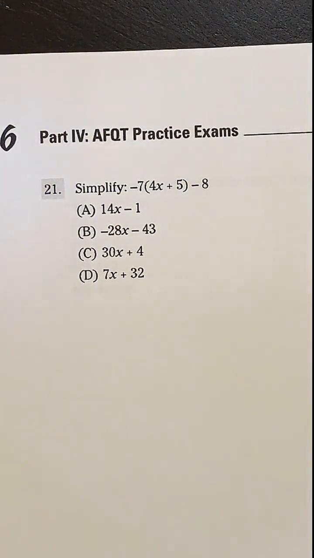Okay. So let's take a look at 21. We're simplifying. So you have negative 7 times 4x plus 5 minus 8. Is my answer A, 14x minus 1? B, negative 28x minus 43? C, 30x plus 4? Or D, 7x plus 32? What do we have? I'm seeing a series of B's, a couple of others. Thank you so much. A whole series of B's.